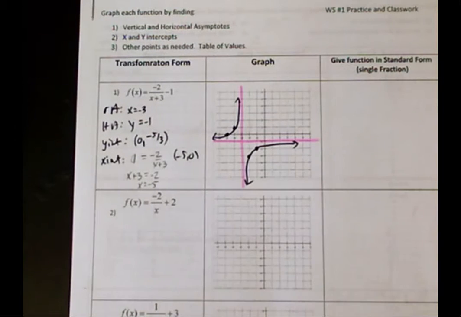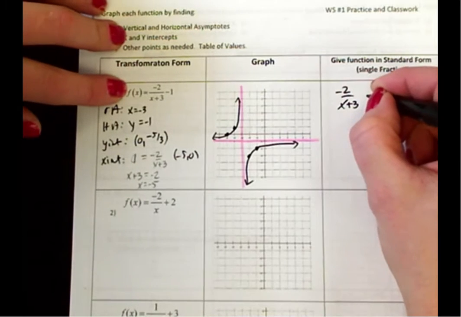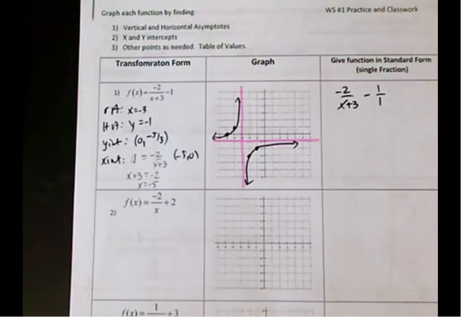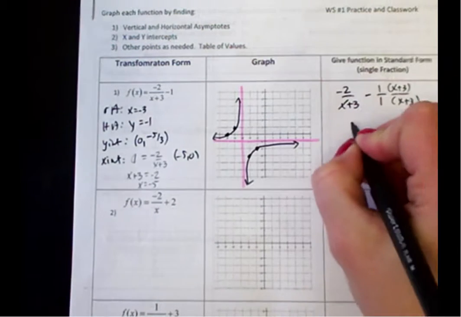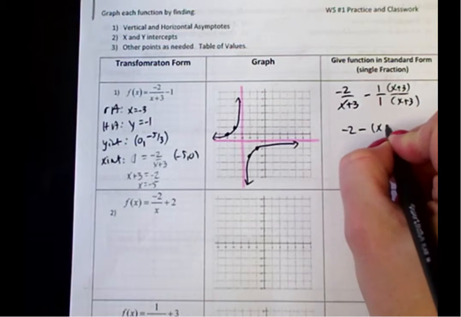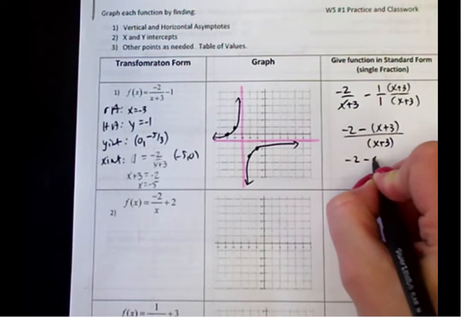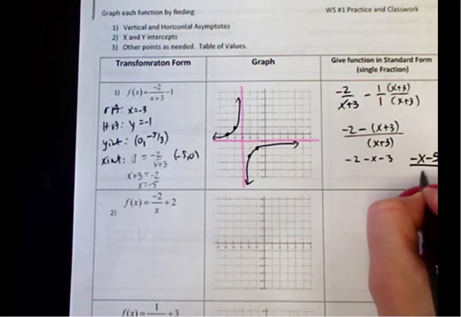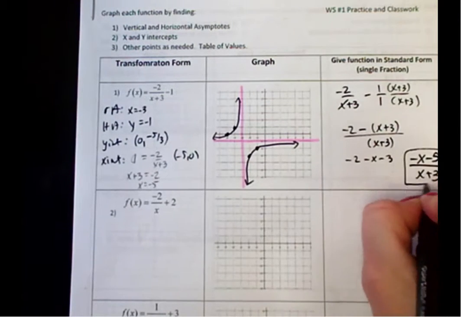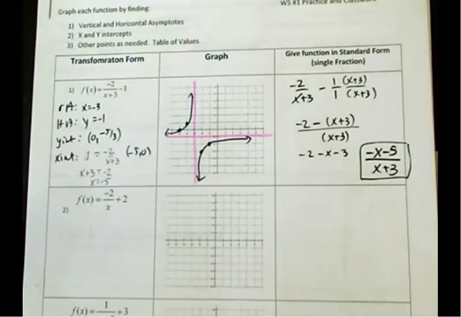Okay, give the function in standard form. Standard form for the ratio of polynomials is just one polynomial on the top, one polynomial on the bottom. And so I'm going to give them a common denominator, -2 minus x minus 3. So we get -x minus 5 over, that's it. There's no reducing here. That's why we did a little bit of the preview. Like, you can't cross anything out there.